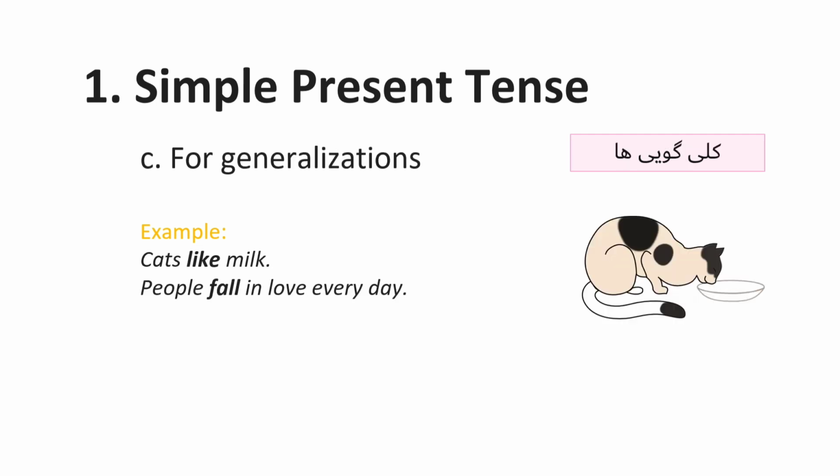Another use of simple present tense is for generalizations. For example, cats like milk. I'm talking about all cats, not just a specific cat or my cat. All cats like milk, so I'm talking in general. People fall in love every day. Yeah, so that's also true because around the world there are many people and normally people fall in love every day around the world.